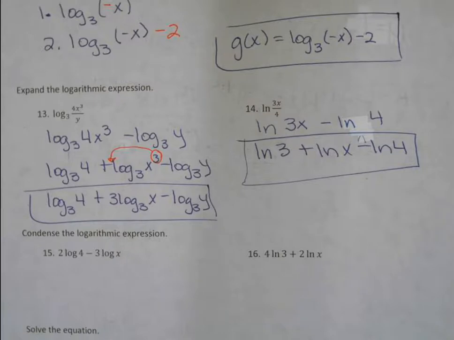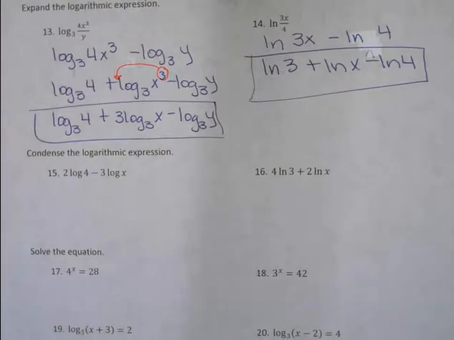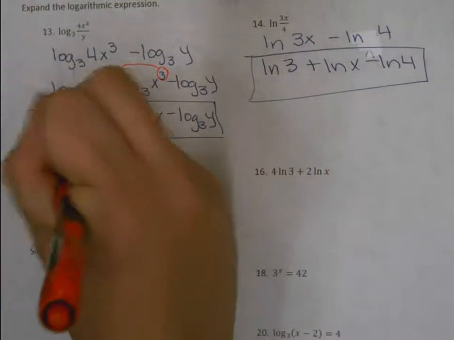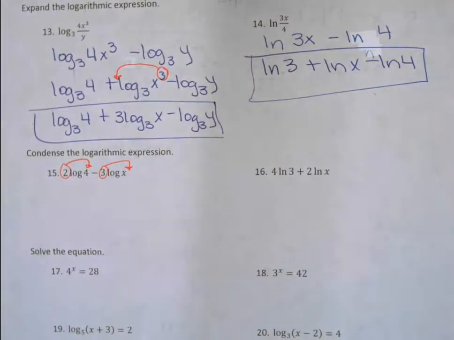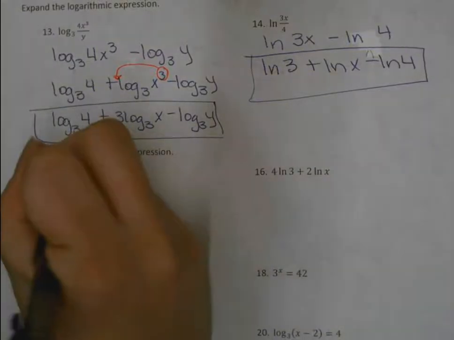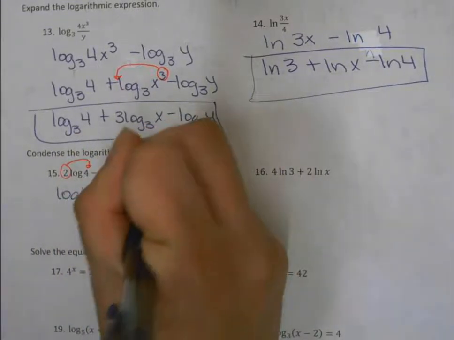Okay. So on 15 and 16, I'm condensing, so I'm going the opposite way. What do I want to do first? Yeah, so I want to move my exponents back where they belong and on top of the number variable. So it's going to be log 4 squared minus log x cubed.